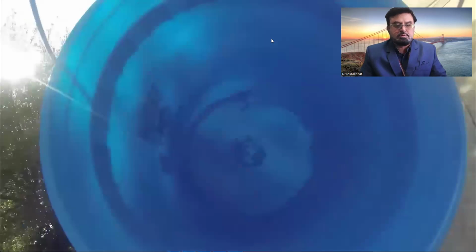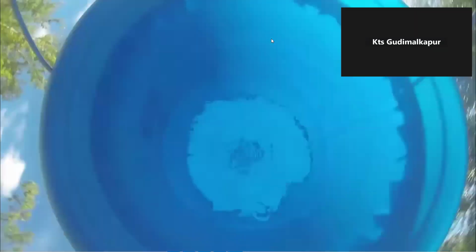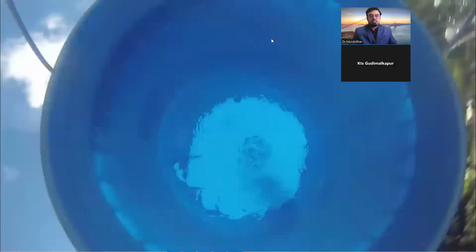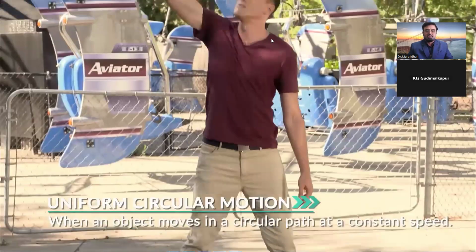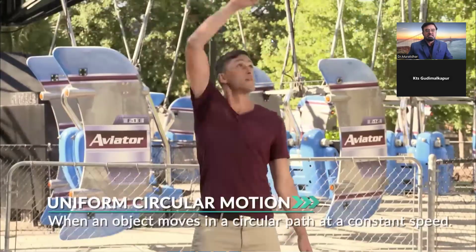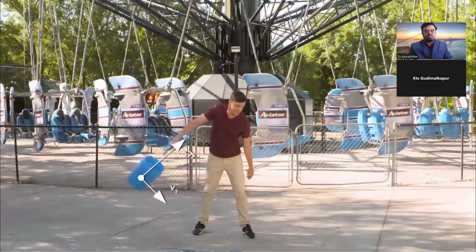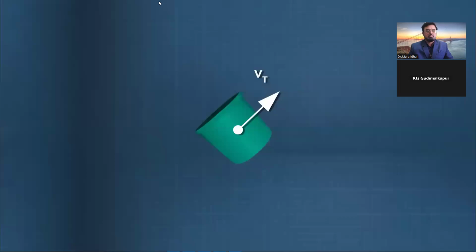Okay, so let's go back to our rotating bucket of water. We know why the water stays in the bucket. It's experiencing uniform circular motion. That's when an object moves in a circular path at a constant speed. Water is not falling. Now, what do you think will happen to the bucket if I were to let go of the rope? What direction will the bucket move?